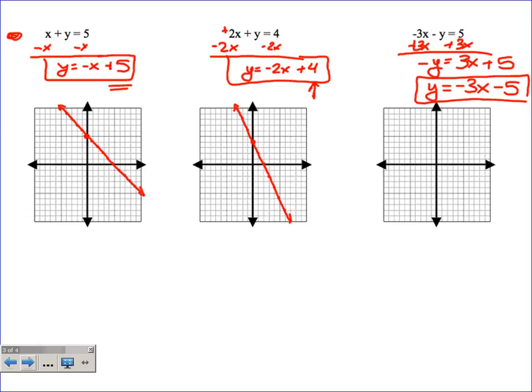When we plot this, we're actually down 5. 1, 2, 3, 4, 5. We'll go down 3 and right 1. We'll also go up 3, left 1. So it should look something like this when we're done.